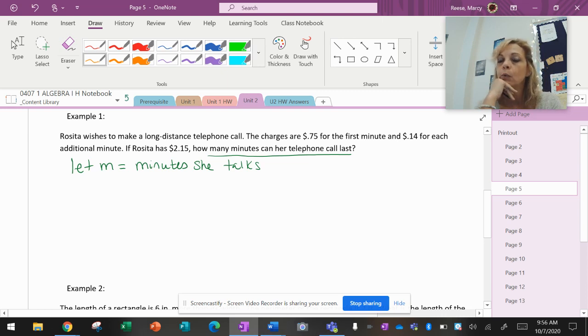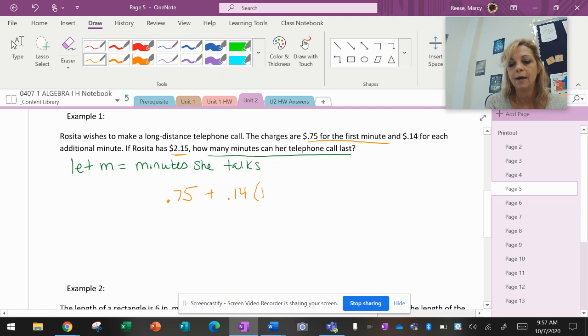Okay, so your trick is right here. 75 cents for the first minute. The first minute is included in that 75 cents. And you're paying a total of $2.15. So you're going to set it up and say, okay, I have to pay 75 cents for the first minute, plus 14 cents for every minute after. So you don't want to say 0.14 times M, because that M represents all the minutes we talked. We have a minute in the 75.